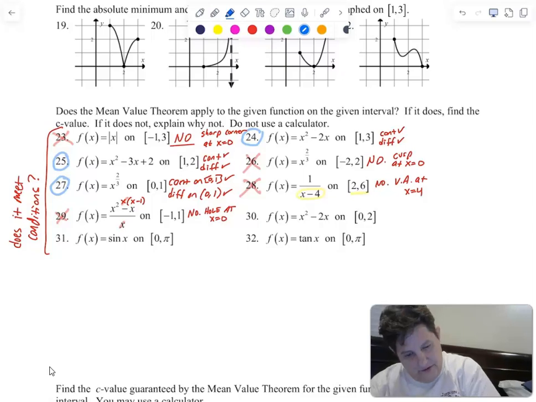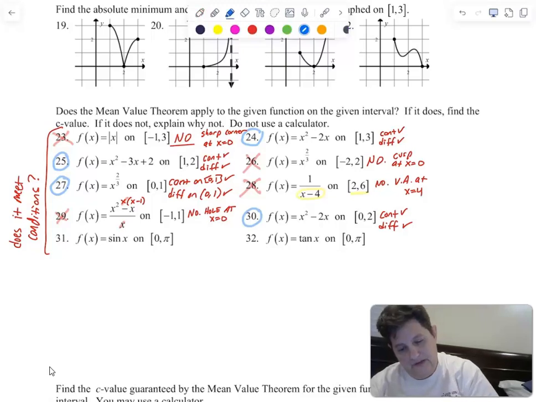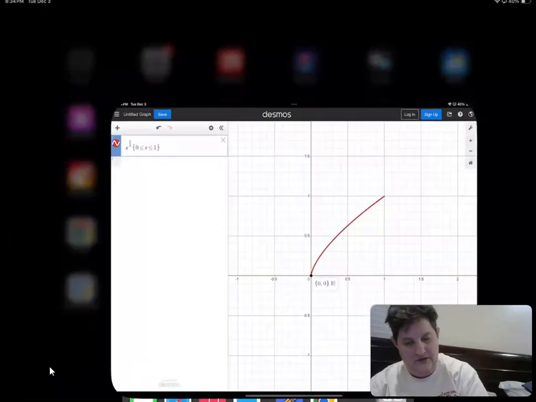All right. Number 30 is continuous everywhere, differentiable everywhere. Sine, this is a good one. The graph of sine is different.